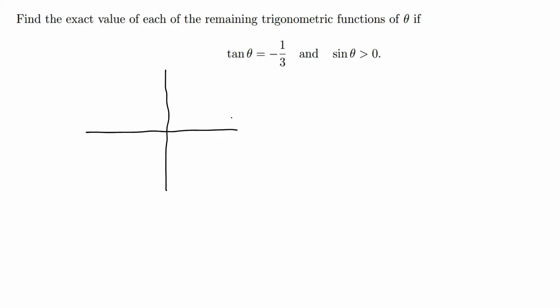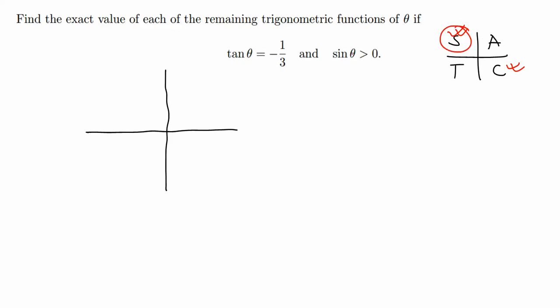Y-axis, x-axis. Now we know the quadrant rule: All Students Take Calculus. So tangent is negative. Tangent negative means, all positive, tangent positive, so it is either in the second quadrant or in the first quadrant. And it says sine theta is positive, sine theta bigger than 0. That means here. Okay, so second quadrant.